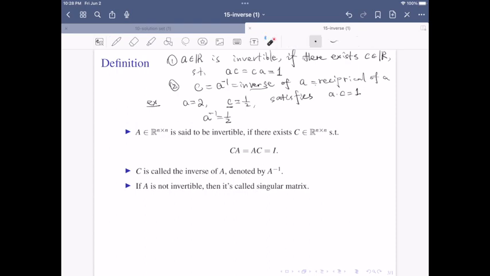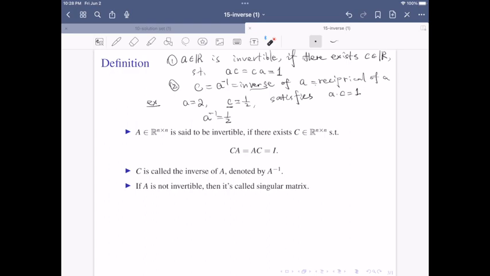Now we look at following. So now A is n by n square matrix. It's not necessarily 1 by 1. In 1 by 1 case, this is the same as reciprocal. So for a square matrix, it is called invertible if you can find another C, such as CA equals AC equals I. And in that case, this C is exactly inverse of A and denoted by A inverse.